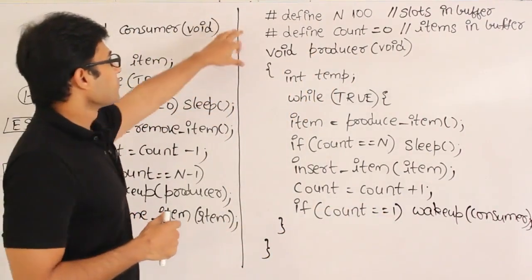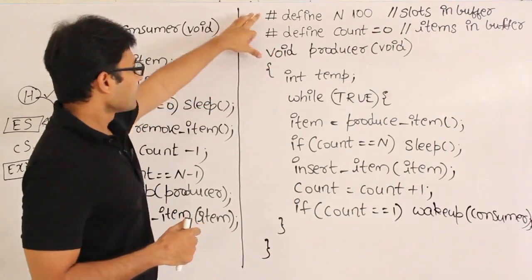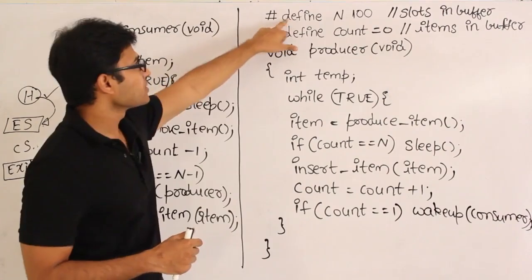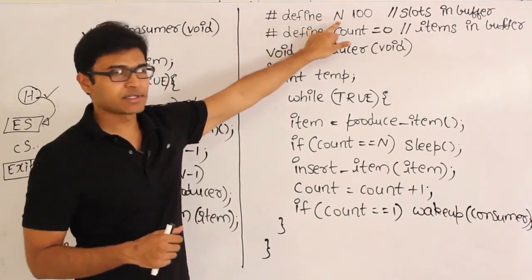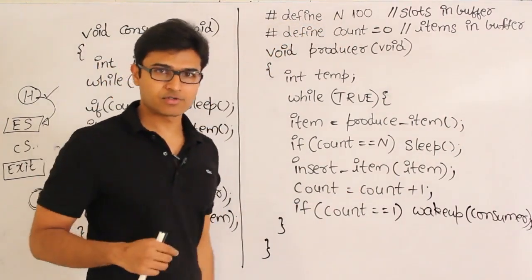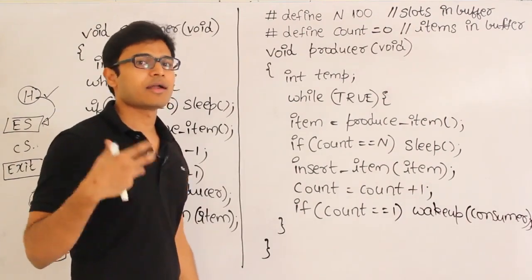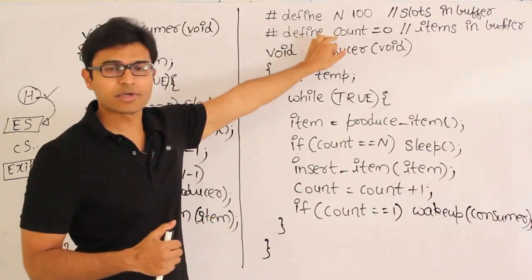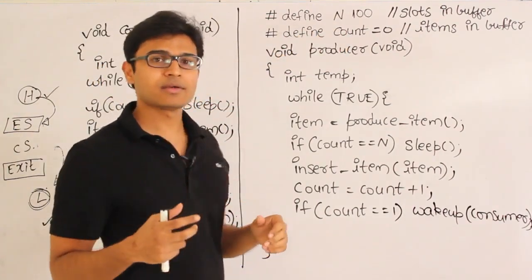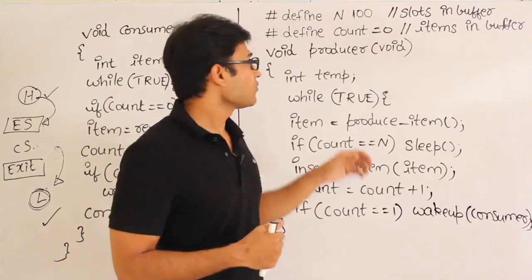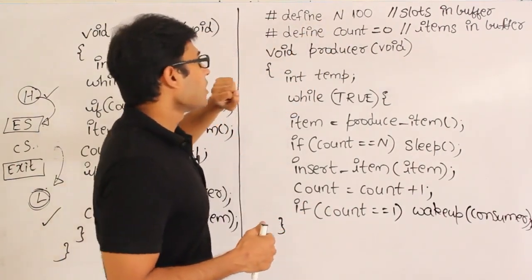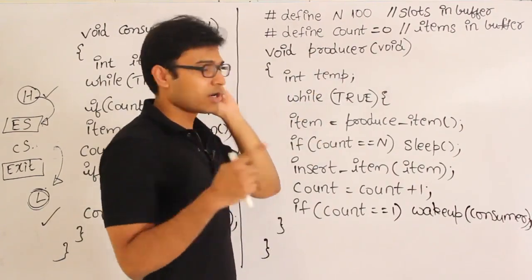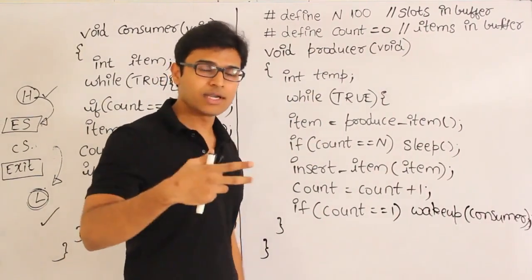Watch it now. So this is the beginning, and this is the last one. First one is #define N 100. So what is this? This capital N represents the number of slots available in the buffer. So the buffer can at any time hold 100 items, and then #define count = 0. Here count represents how many items are already present in the buffer. Okay. So the first one represents the number of slots in the buffer, and the second one represents the number of items that have been filled up in the buffer.